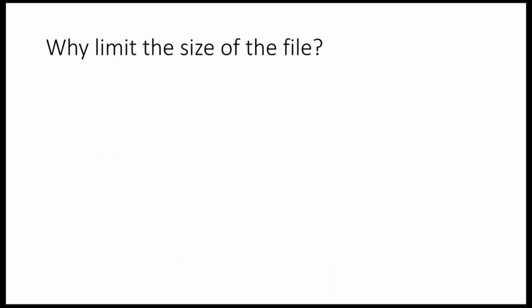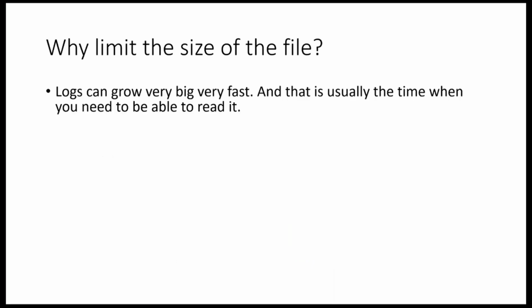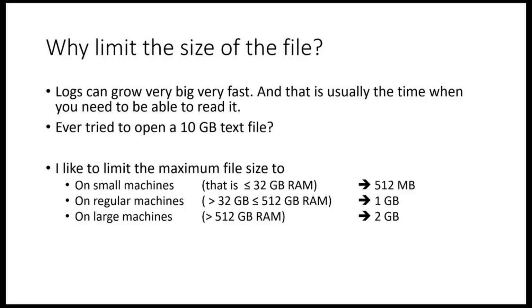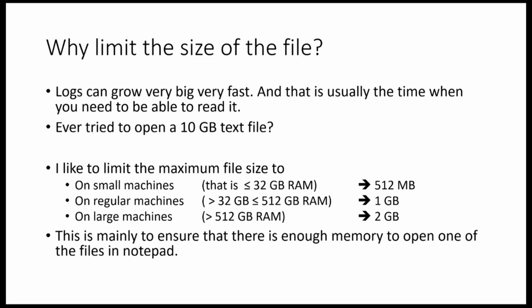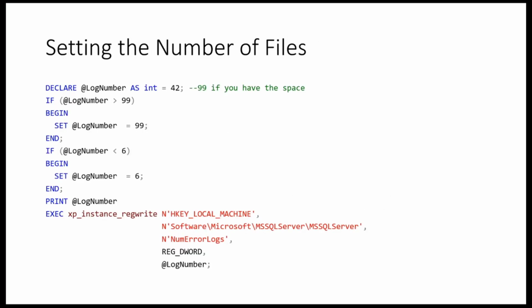Why limit the size of the file? They can go very big. And have you ever tried to open a 10 gigabyte text file? It's not going to go well. So what I do is I size them between 512 megabytes and 2 gigabytes, depending on the size of my machine. Basically, the more memory I have, the larger I can give the file, because I'm sure I can open that file. So setting the number of files is done by writing it to the registry.